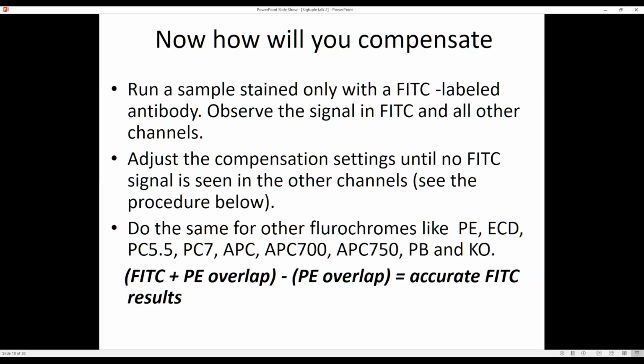So you need to run cells stained with one particular fluorochrome, which is called single stain, for every fluorochrome to check for spillover and correct them. Okay, so that is how you do single stain control to compensate. Now I'll show you here.